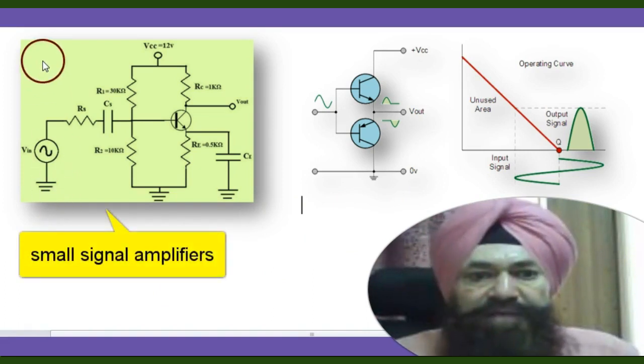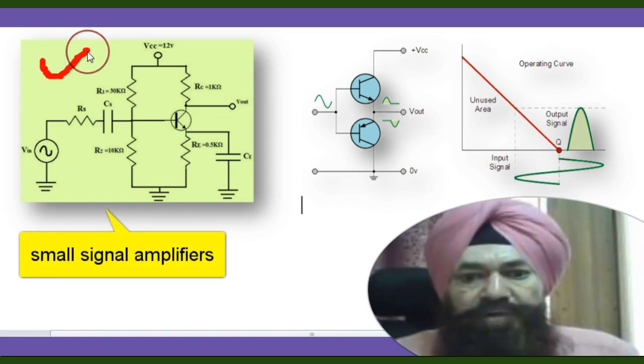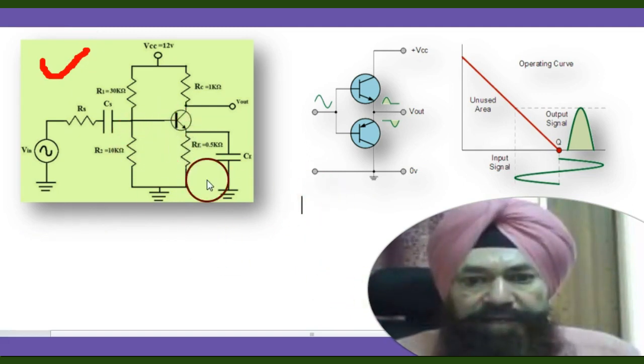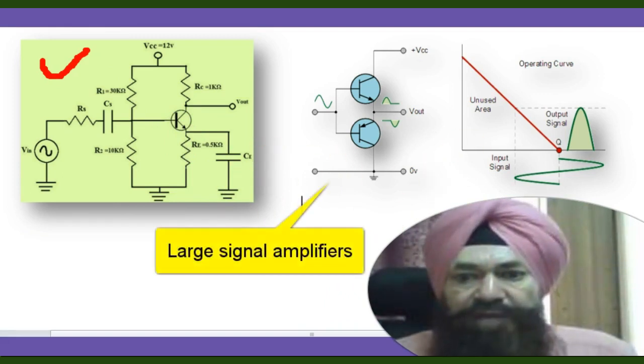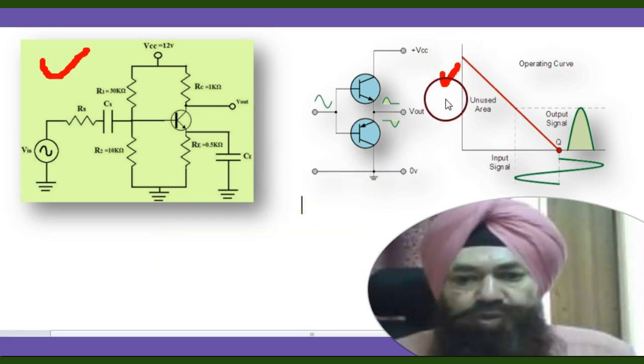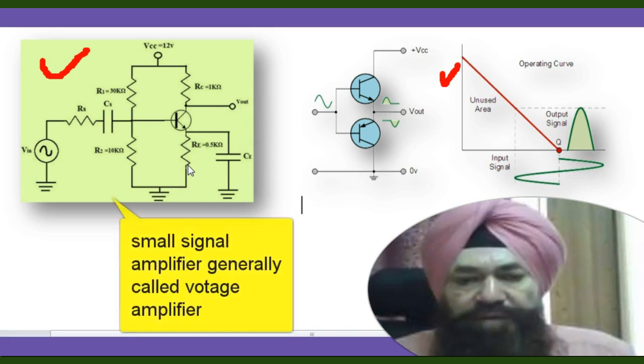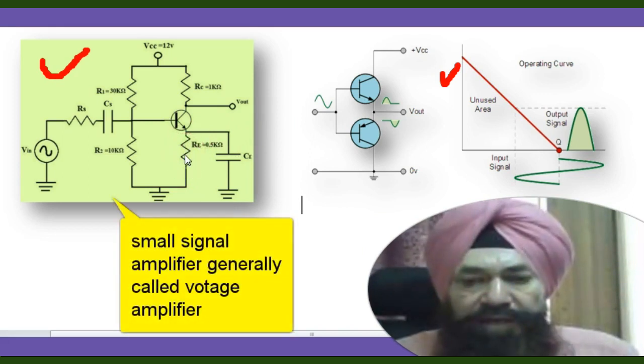So this may be a small signal amplifier, and this type of amplifier handles small input AC signals. And then we have the last stage amplifier, like this one, push-pull. Voltage amplifiers generally fall in this class. A small signal amplifier is generally called a voltage amplifier.